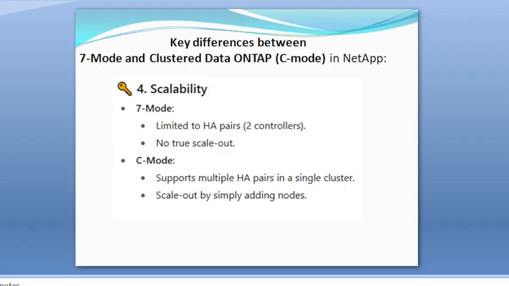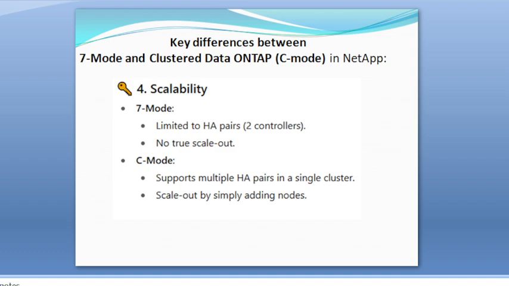But what is happening in Cluster Mode? In Cluster Mode, you can have multiple HA pairs in a single cluster. You have one cluster, and in one cluster you can have a maximum of 12 HA pairs.